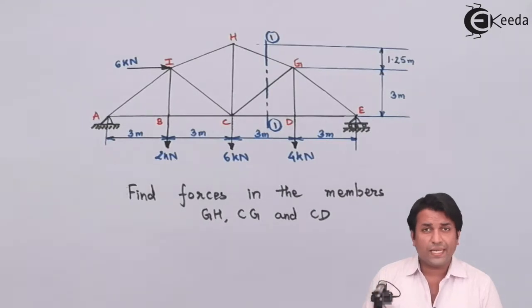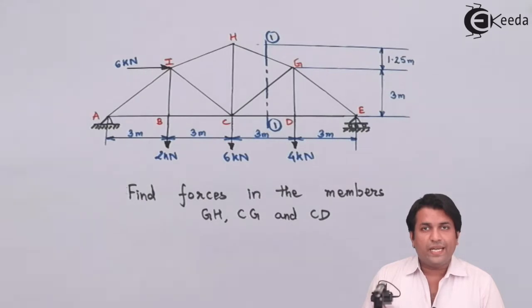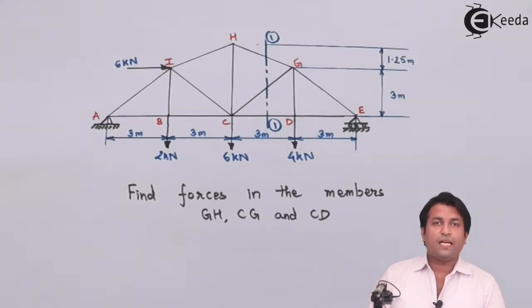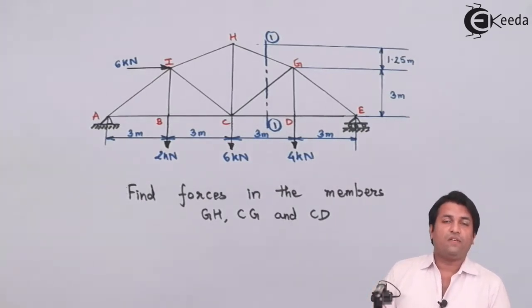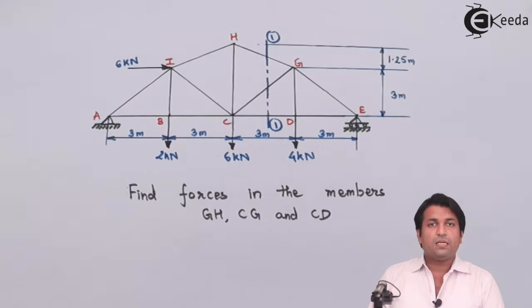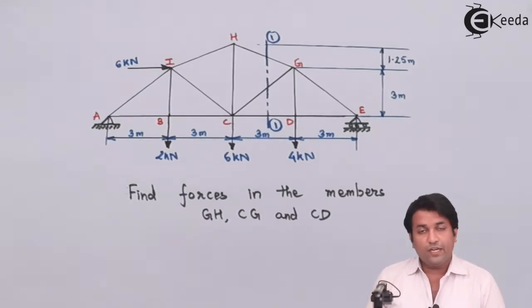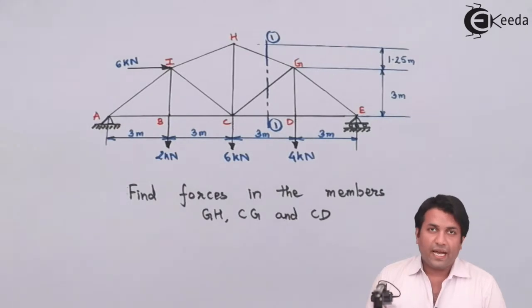Now, what we have to do exactly in method of sections? The routine remains the same. The routine as in, we have to first check for the stability criteria. We have to find out whether the truss is stable or not. If the truss is stable, then we move ahead in calculating the forces in all the members or the selected members. Then, after that, we need to find out the reactions.